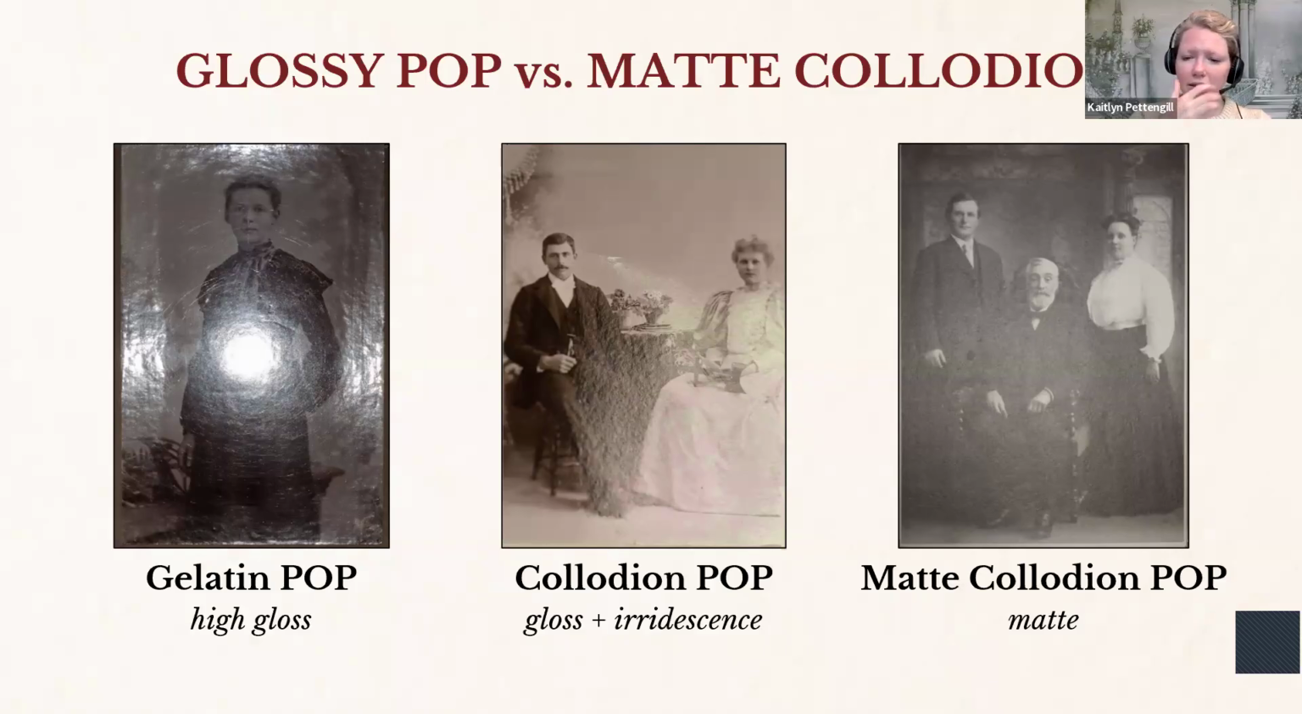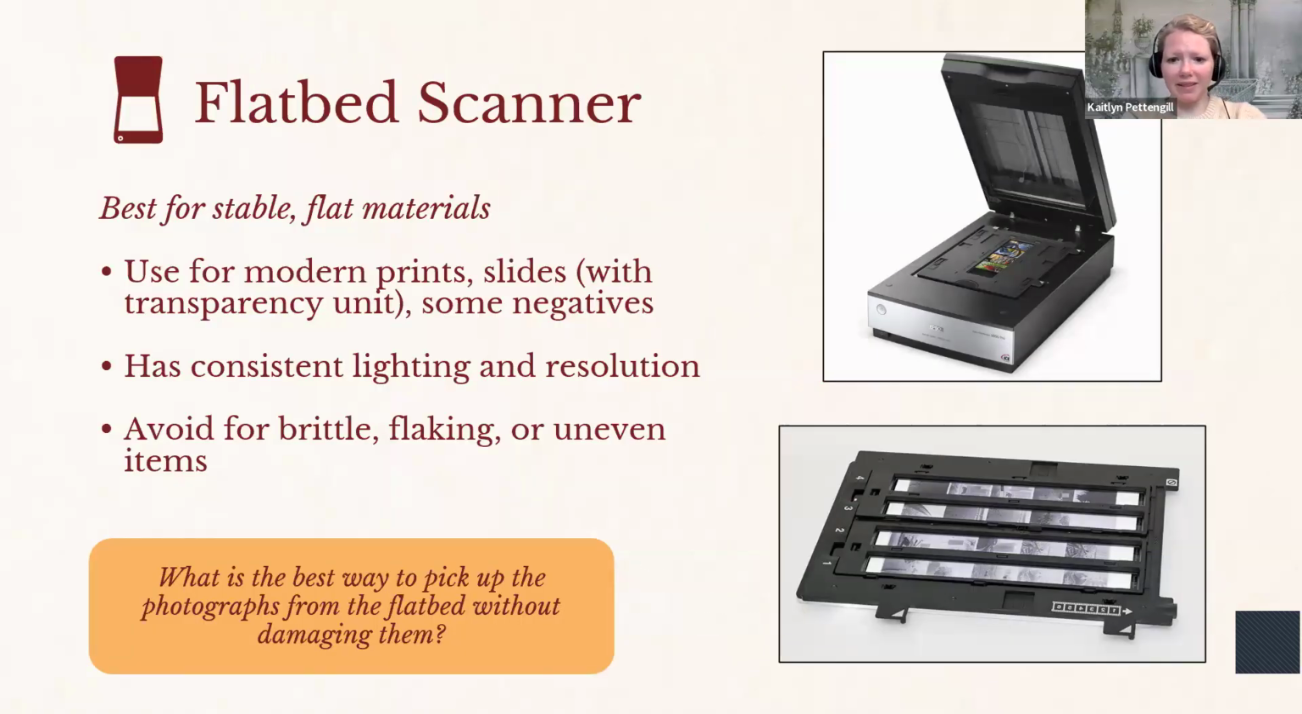Next slide. So getting into flatbeds a little bit, they are still an excellent option for many photographic materials. You can sometimes get a much higher resolution. They are particularly useful for stable flat prints, for certain negatives and slides where you have a transparency unit available. You can see them in the top image of the flatbed scanner and then taken out on the bottom, where you'd put the negatives in. They provide consistent lighting. They're predictable.